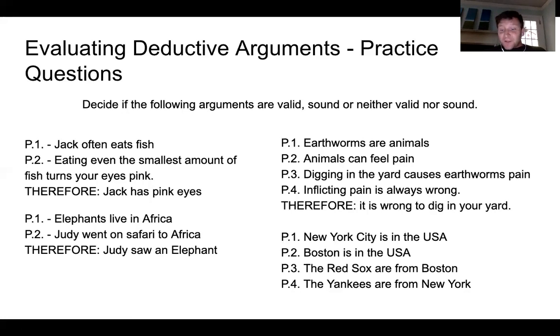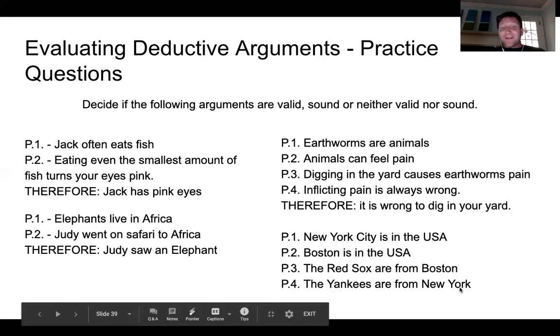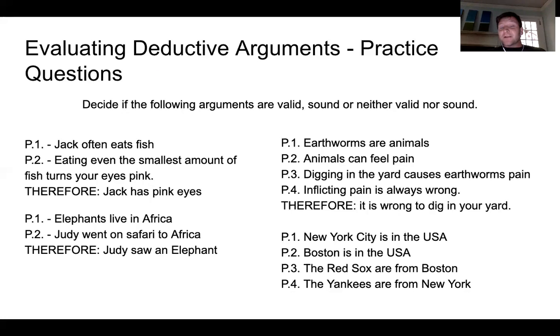My error. I missed and typed up the therefore. The therefore is that the Red Sox and Yankees are from the USA. That should have been the conclusion. The conclusion for this one should have been, therefore, the Yankees and the Red Sox are from the USA. My apologies for missing that out.